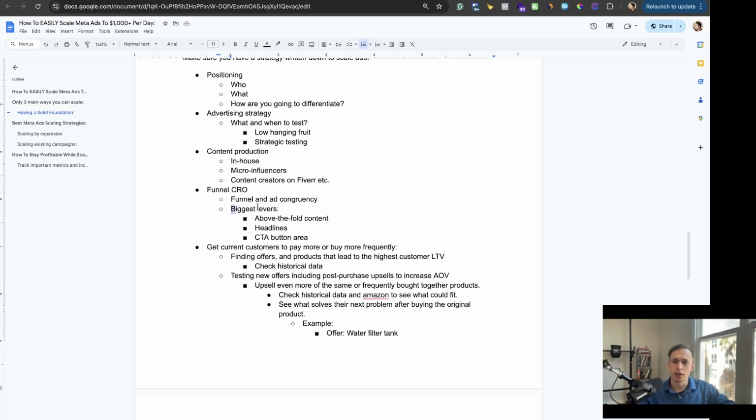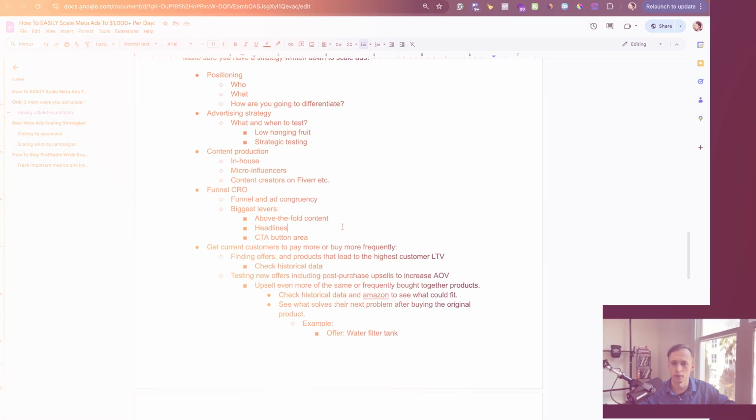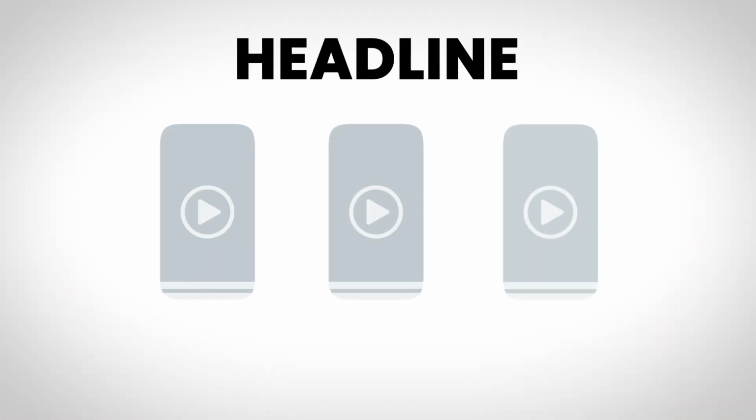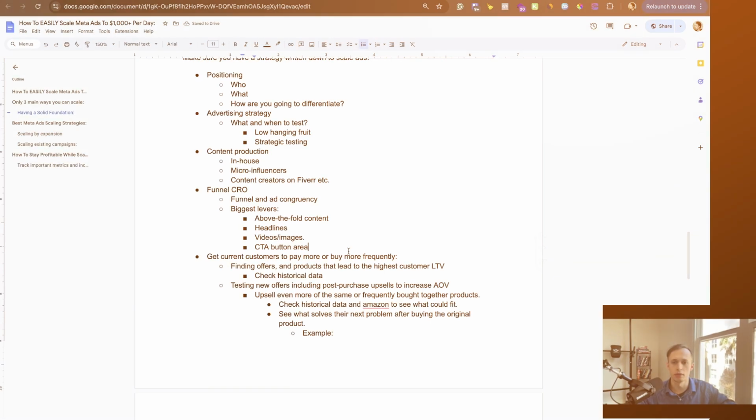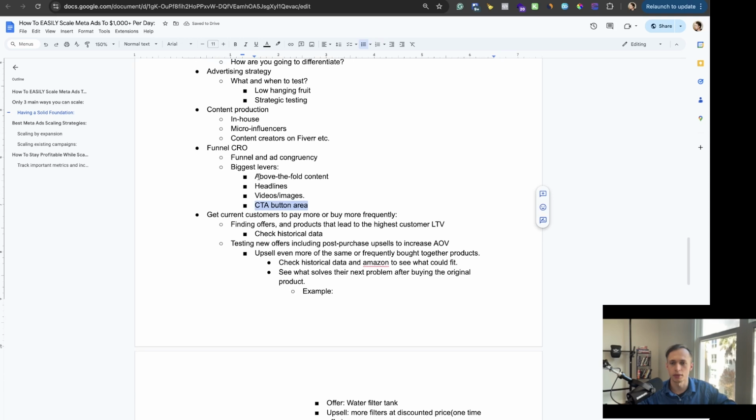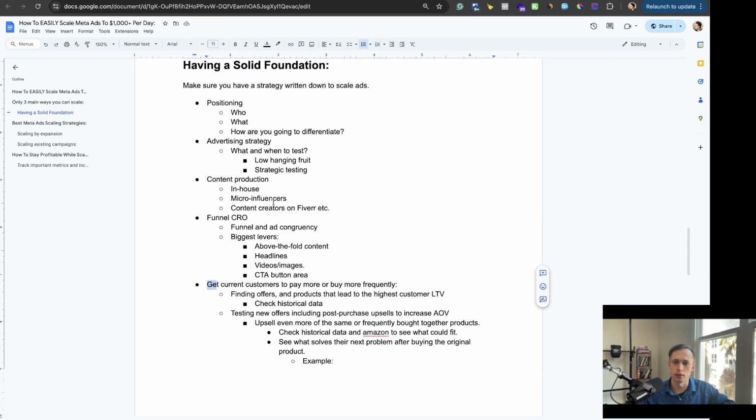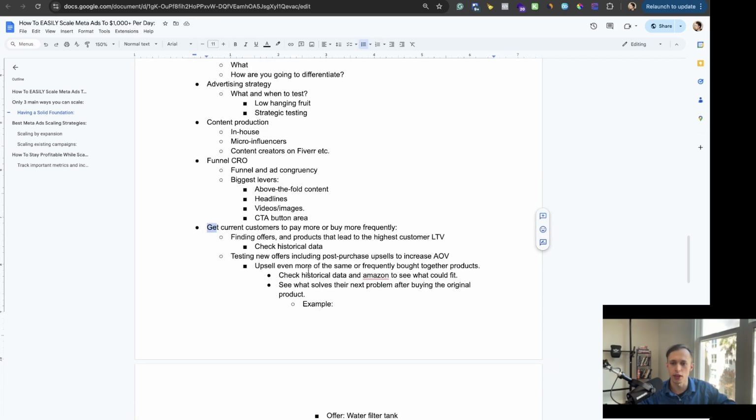And the biggest levers when it comes to conversion rate optimization are about default content, so what they see right after they land on the page, and that will determine whether they're going to consume the whole landing page content or not, and essentially buy, right? So you want to think that way. That's headline, that's the videos, call to action button area, very important, high lever conversion optimization. Essentially, that's not even really going to Facebook ads yet.